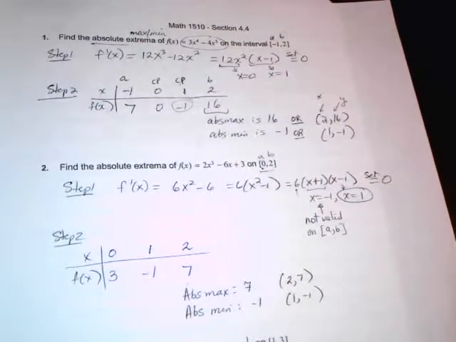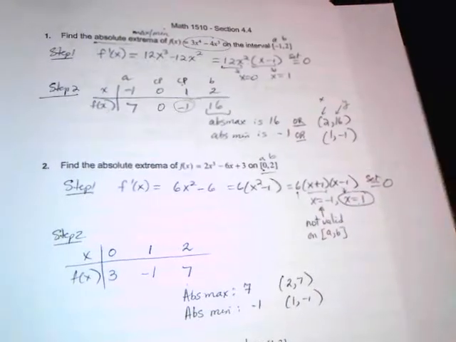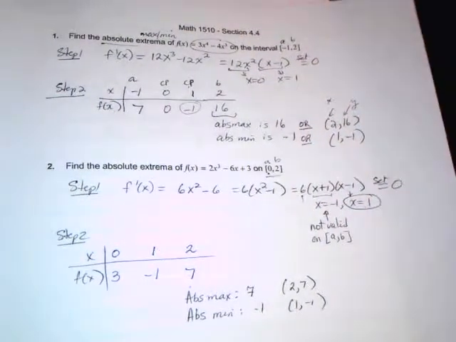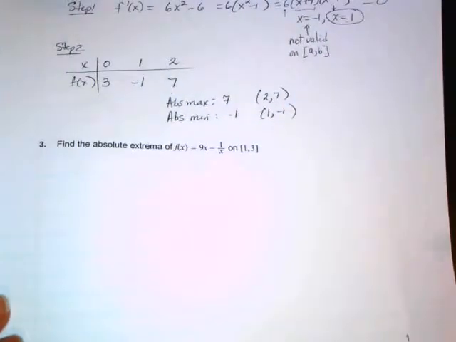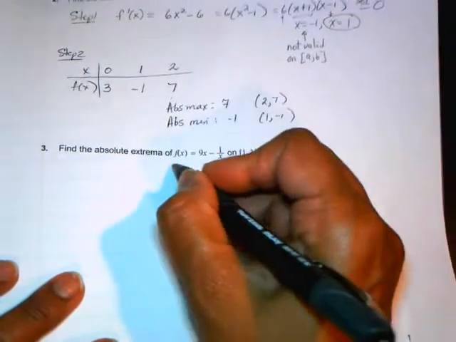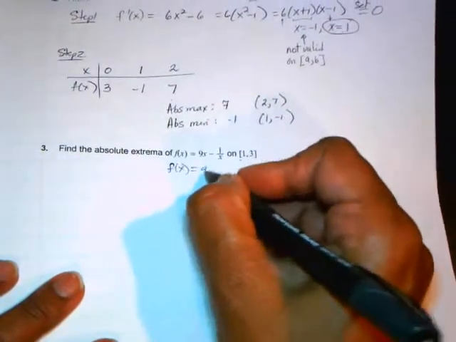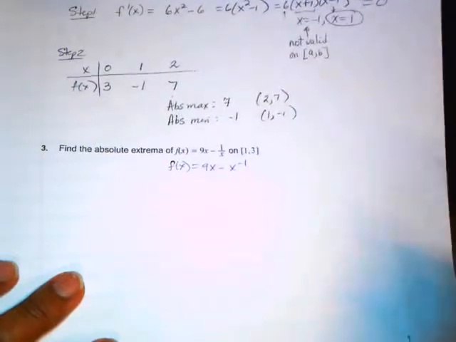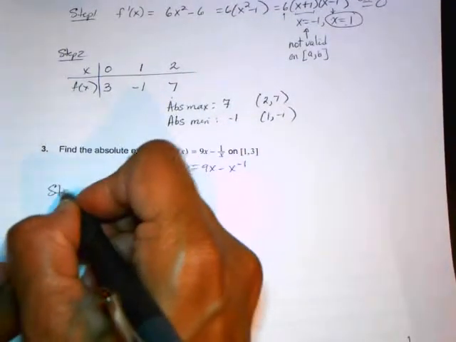Alright, so let's move on. One more question, one last one, and hopefully you can try the homework and it'll not be too bad. In this question, it's not a polynomial because you have x in the bottom. So before I do anything, I'm going to bring that up as x to the negative 1. Now we'll do step 1.